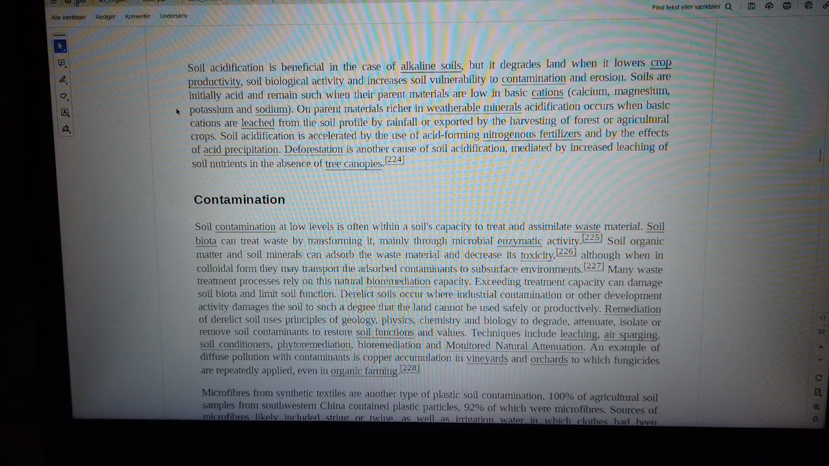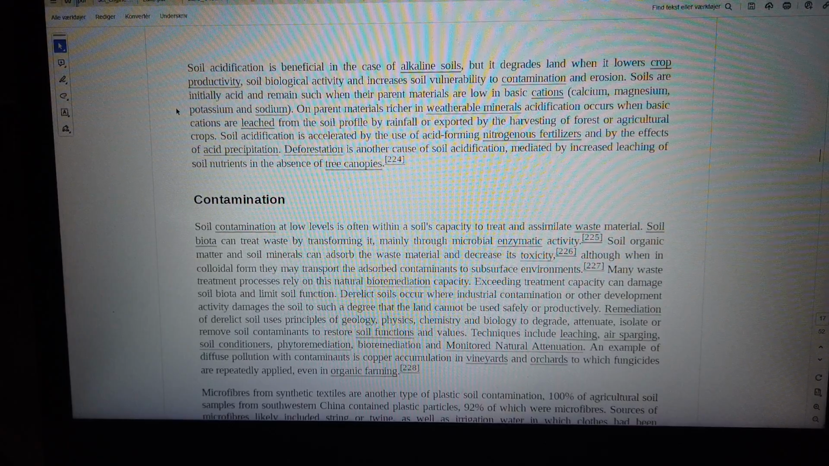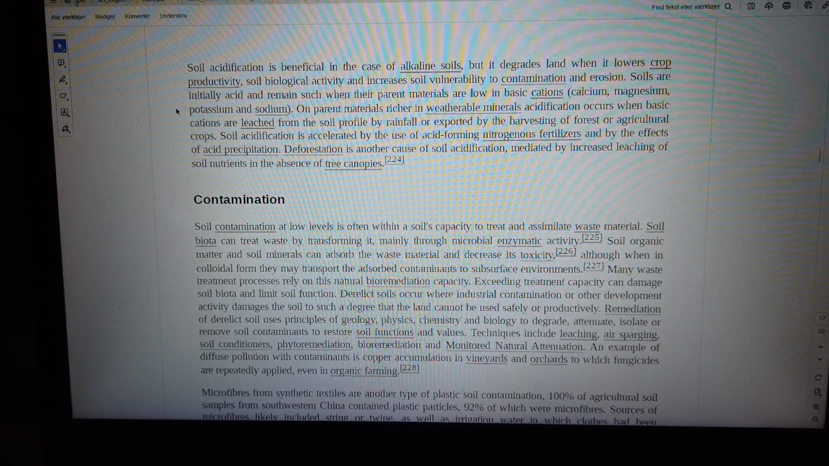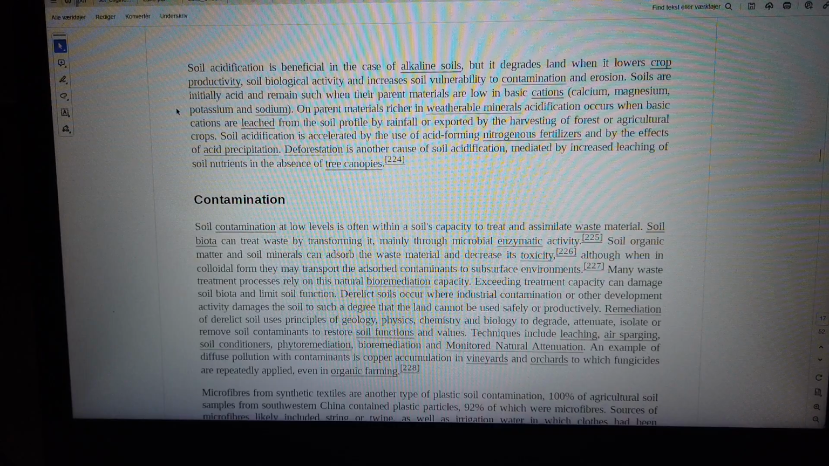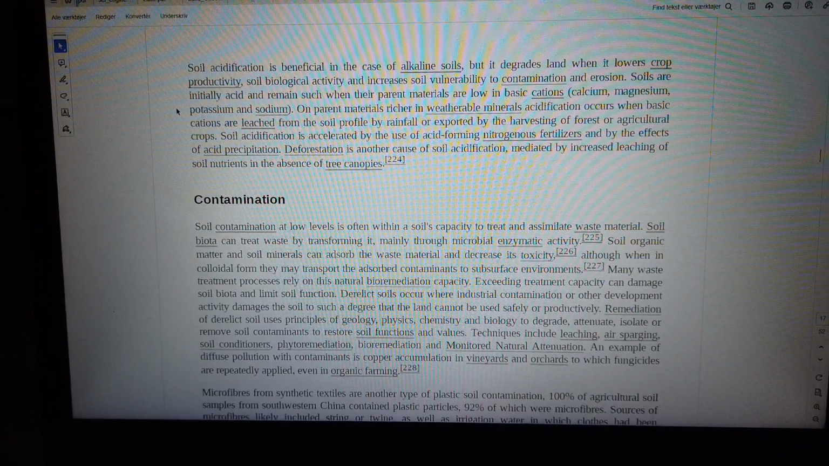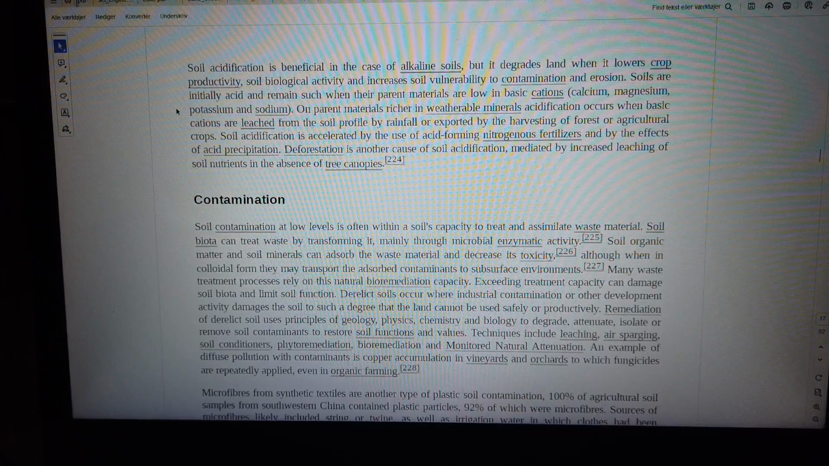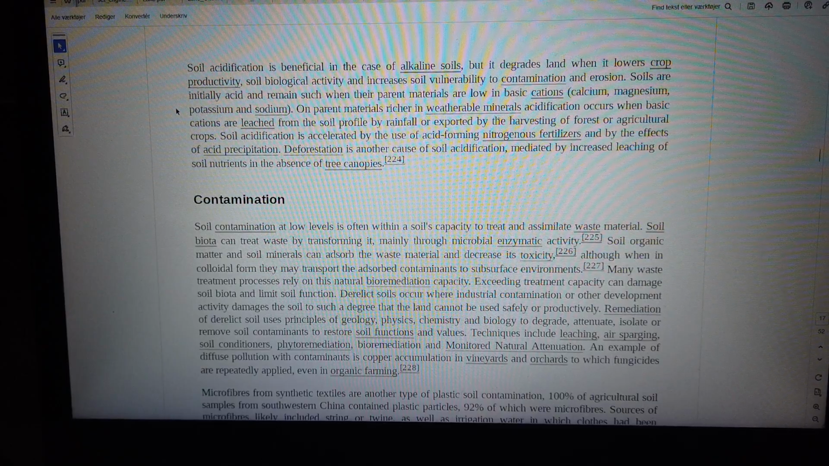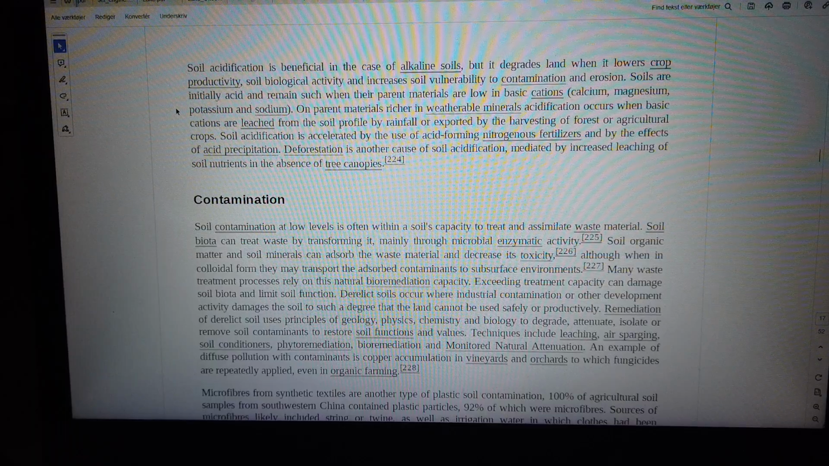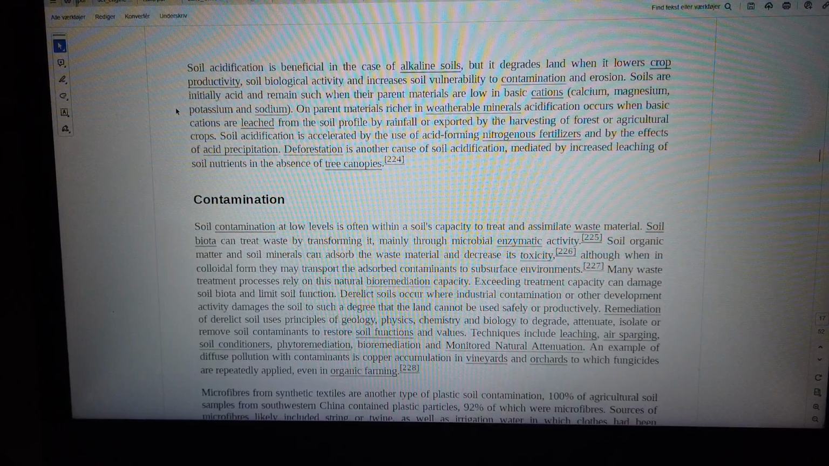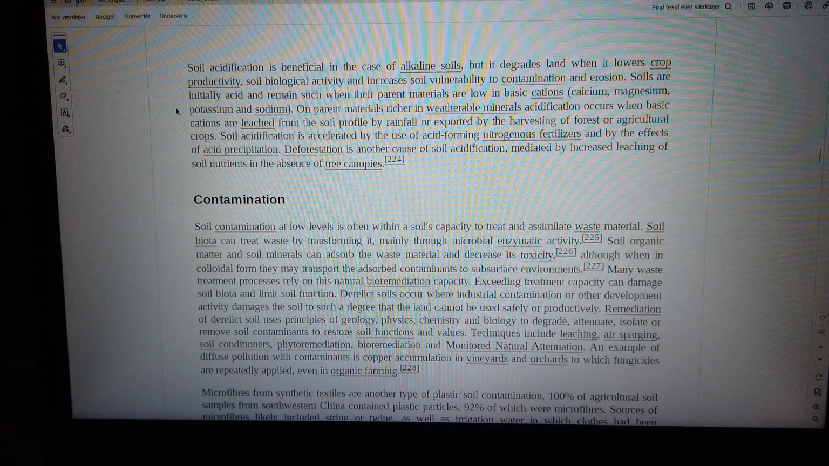Contamination. Soil contamination at low levels is often within a soil's capacity to treat and assimilate waste material. Soil biota can treat waste by transforming it, mainly through microbial enzymatic activity. Soil organic matter and soil minerals can adsorb the waste material and decrease its toxicity, although when in colloidal form they may transport the adsorbed contaminants to subsurface environments.